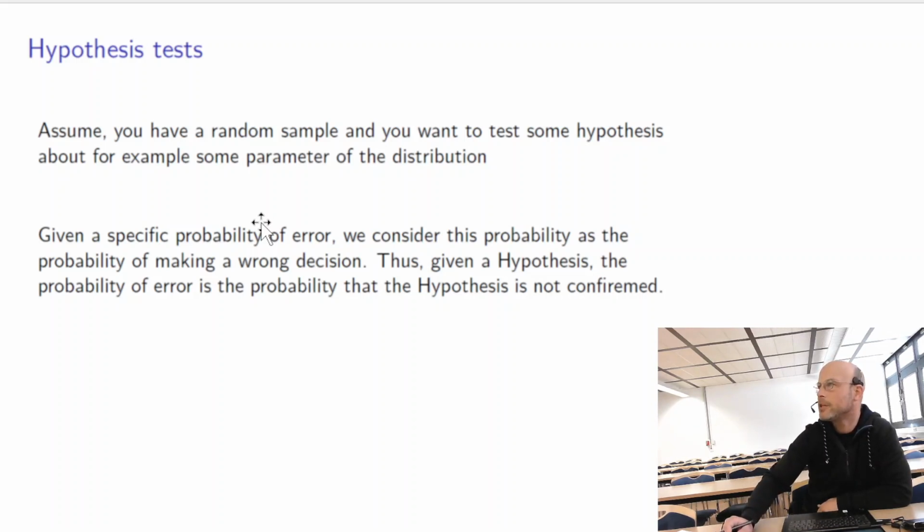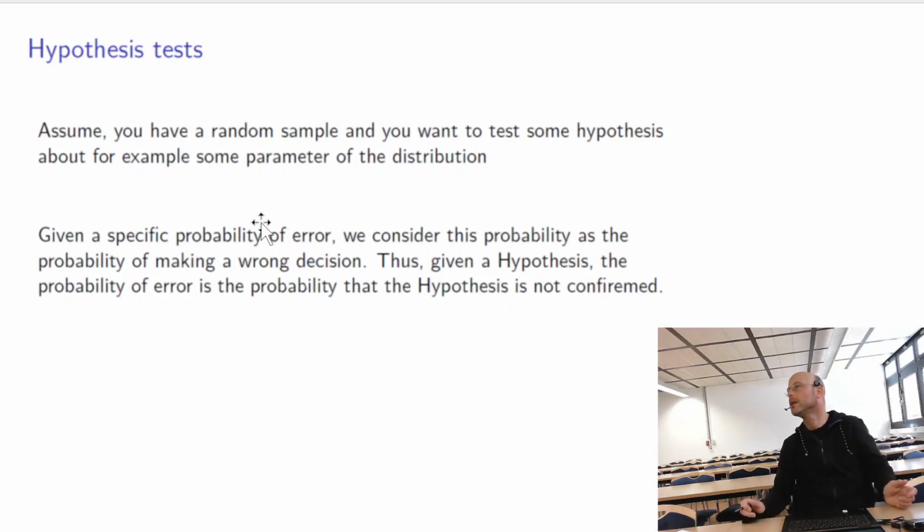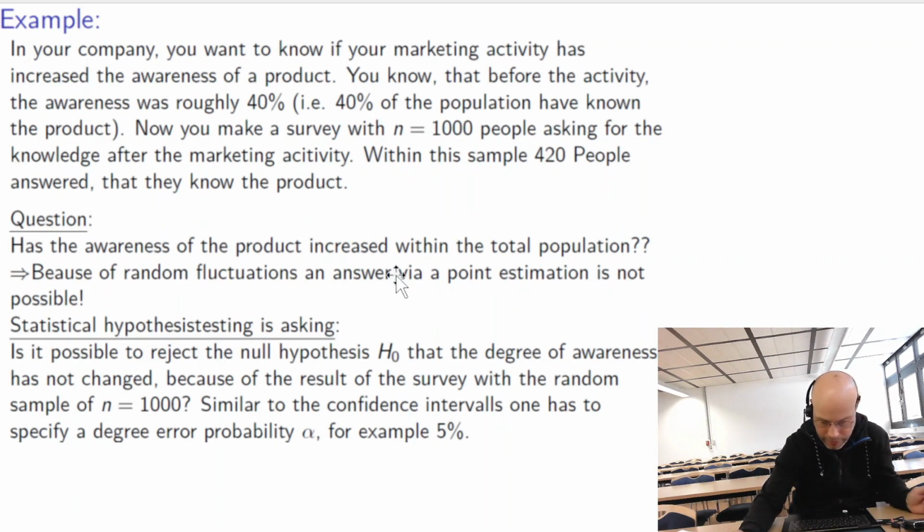within the demand structure has increased because I have done some marketing action, and I take a random sample. I just ask people, and I got out here in our example the answer that 420 out of 1,000 people have answered they know my product. I knew that my product has been known by 40% of the people. So is it okay if I say that the awareness has increased because now I have 42%?